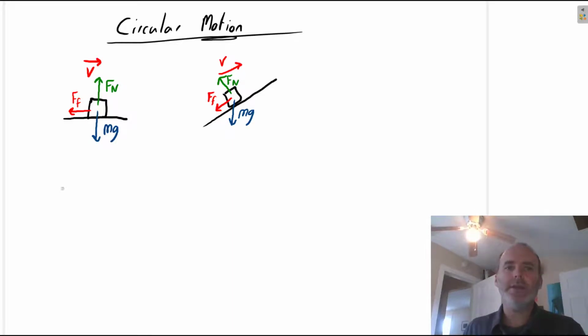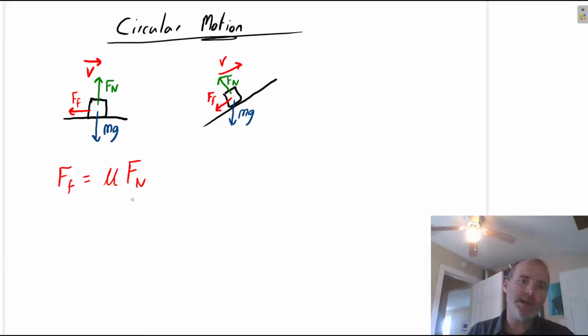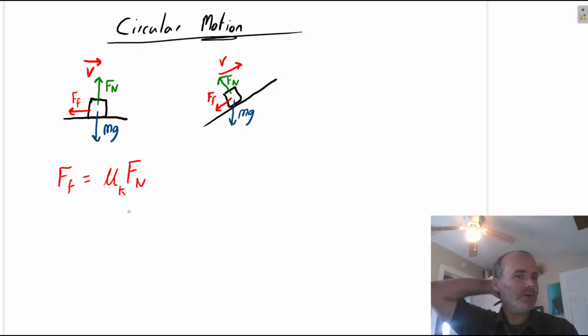Let's do a quick recap of friction, what the equation for the frictional force is. This is pretty general, because we have two different types of coefficient of friction: static and kinetic. In this case, it's definitely going to be kinetic because it's moving. So here is our frictional force.